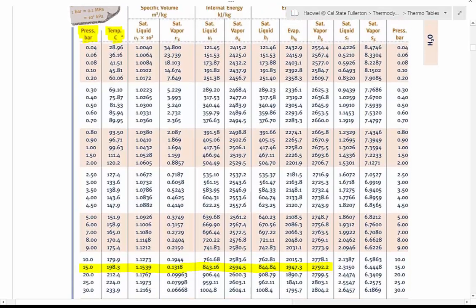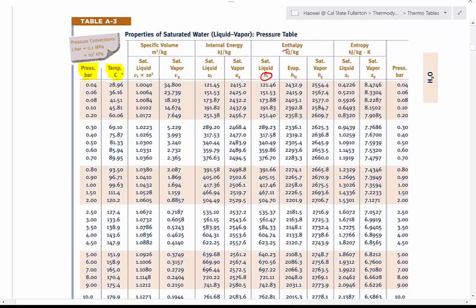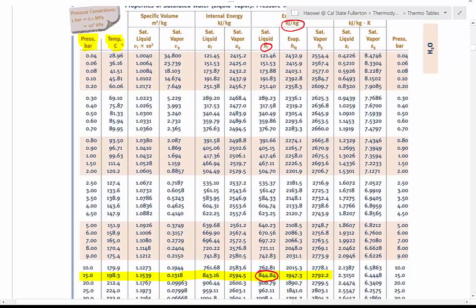Where's HF? HF is here. This is where HF is, 844.84. And do not forget the unit. The unit is kilojoule per kilogram. And then what is Hg? Which column is Hg? Here, 2792.2 kilojoule per kilogram. This is column Hg. And do not make the mistake by going to HFG when you look for Hg.